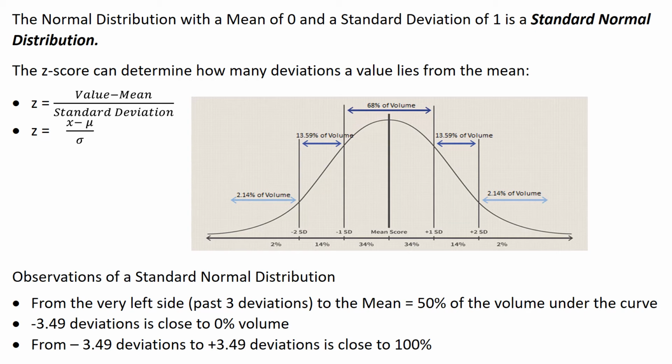Now, basically, when we talk about 3 deviations as 99.7%, if we go from negative 3.49 deviations to plus 3.49 deviations, that's basically 100%. That's all the area under the curve.